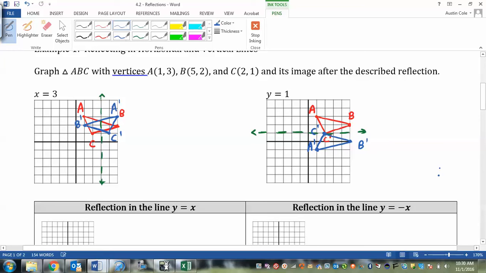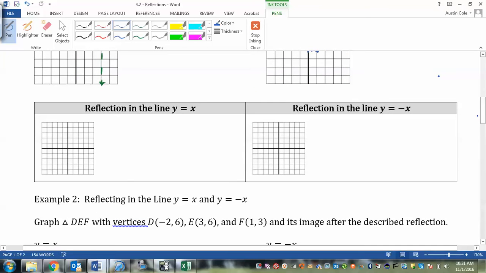Now again, when you're all finished, we should stop and ask ourselves, if I folded my paper on the line of reflection, would the pre-image be mapped to where the image is? And I think this one turns out to be true. Okay.